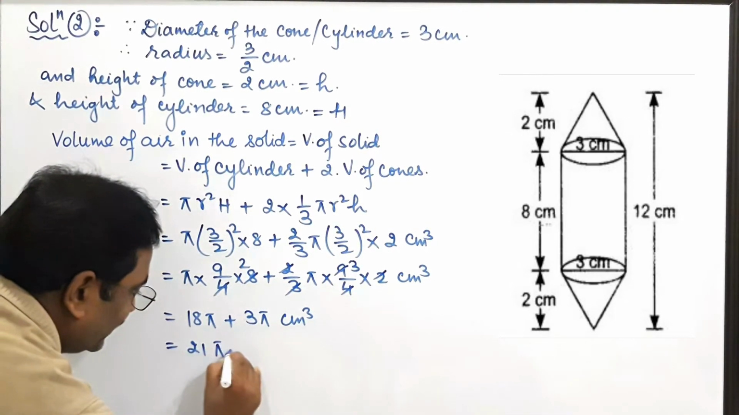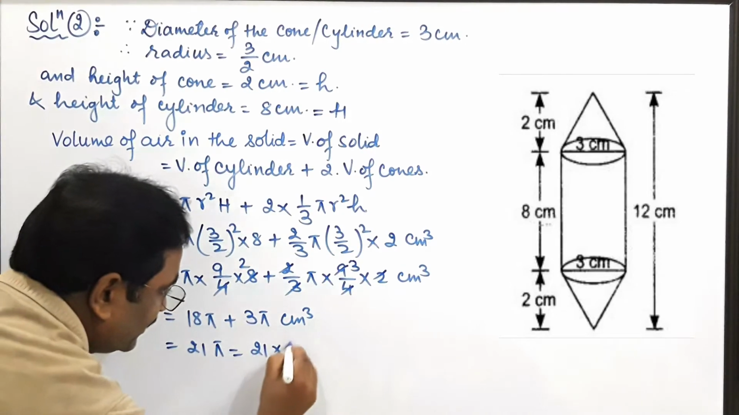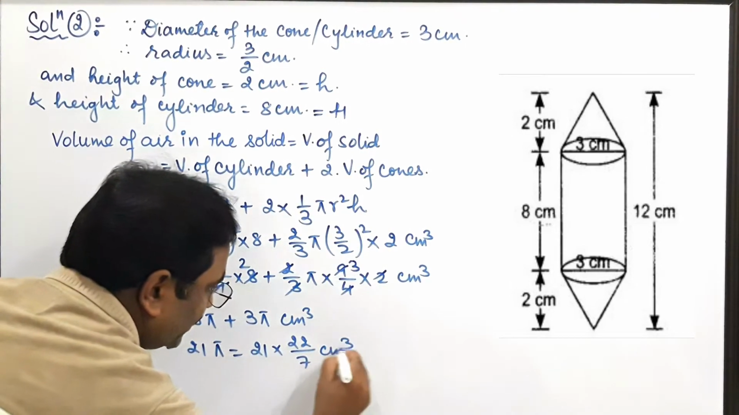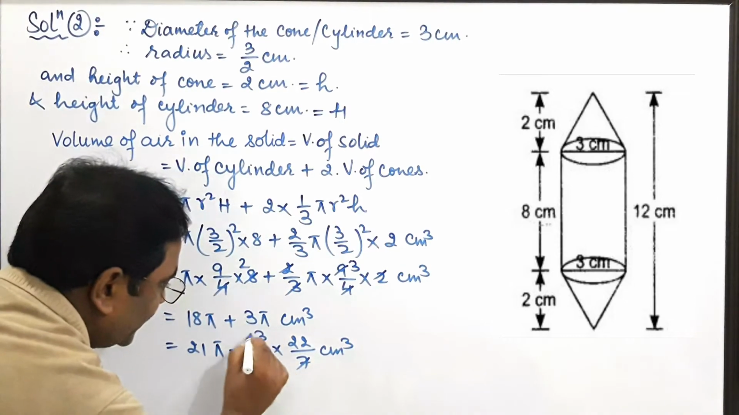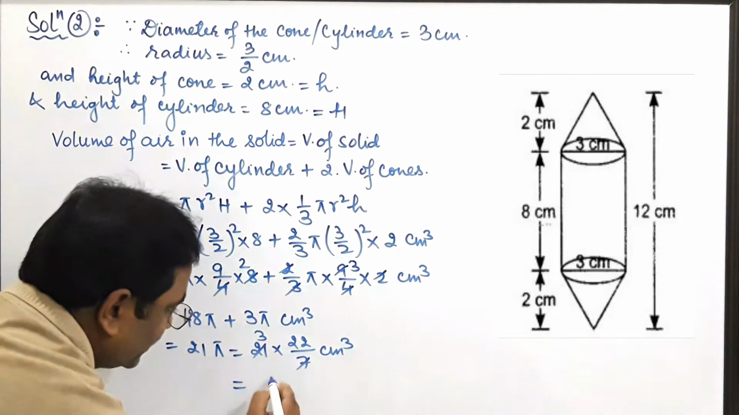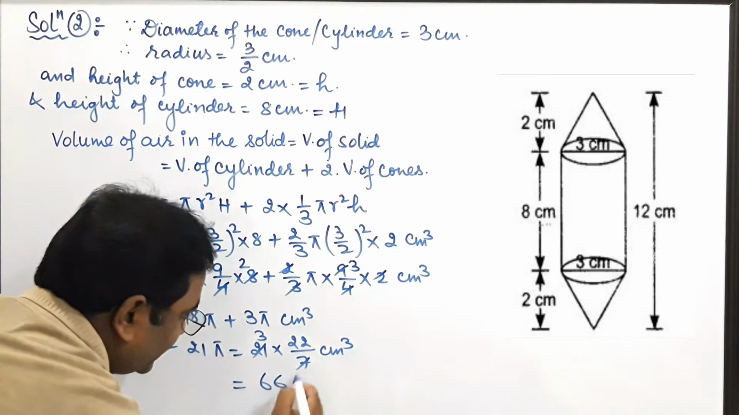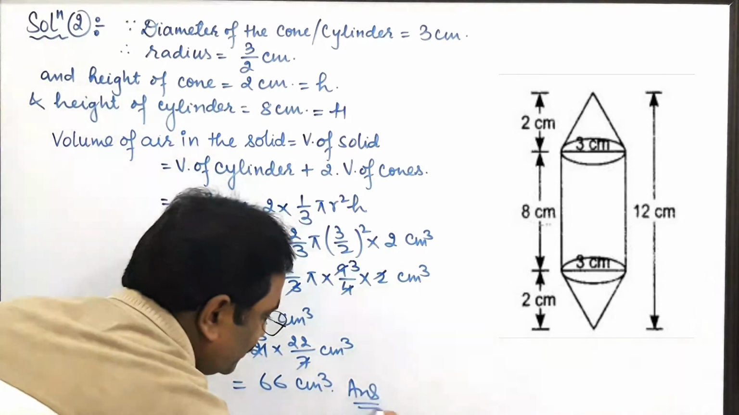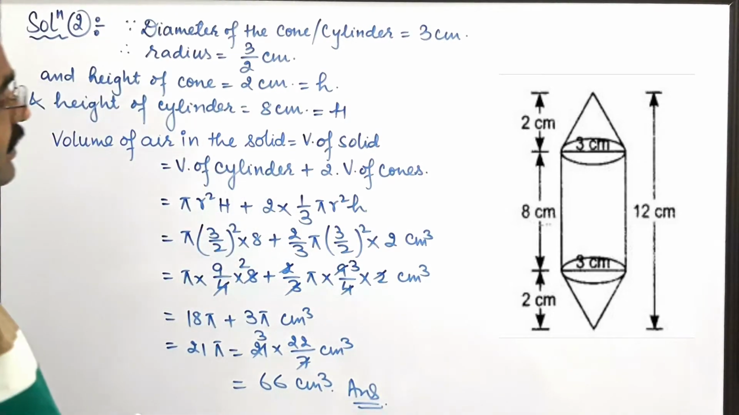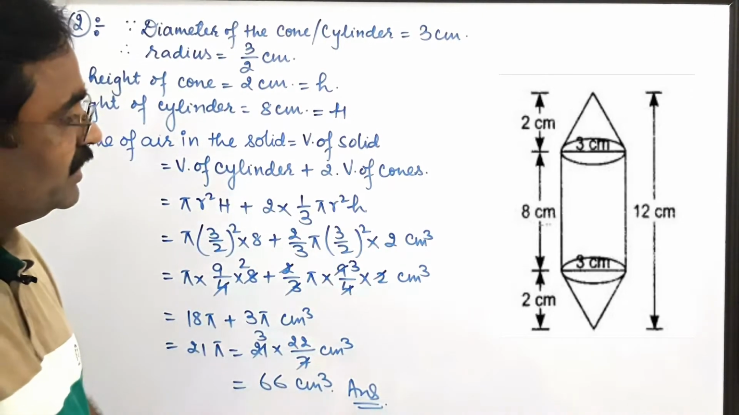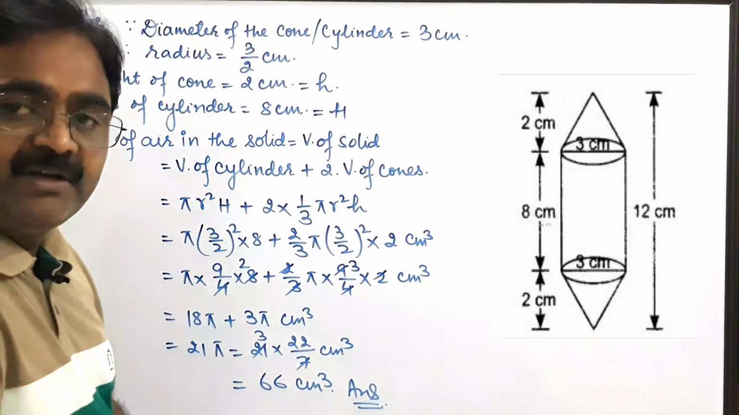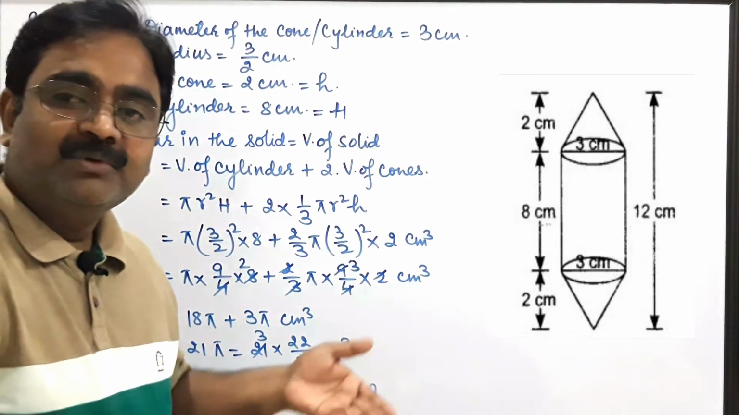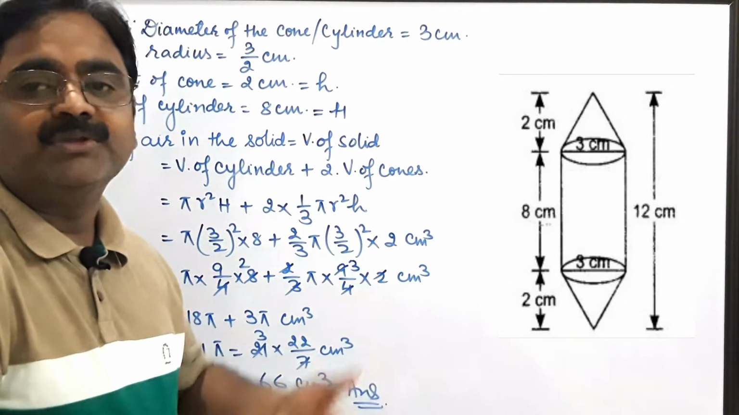21 pi, and the value of pi is 22/7. So 7 threes are 21, we got our answer: 3 twos are 6, and 3 twos are 6 cubic centimeter is the answer of this question. That is the volume of air contained in this solid having a cylindrical part as well as a cone attached on both the ends.